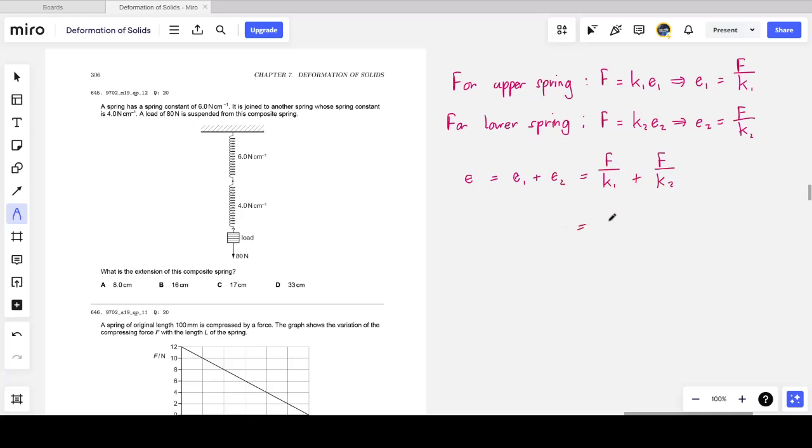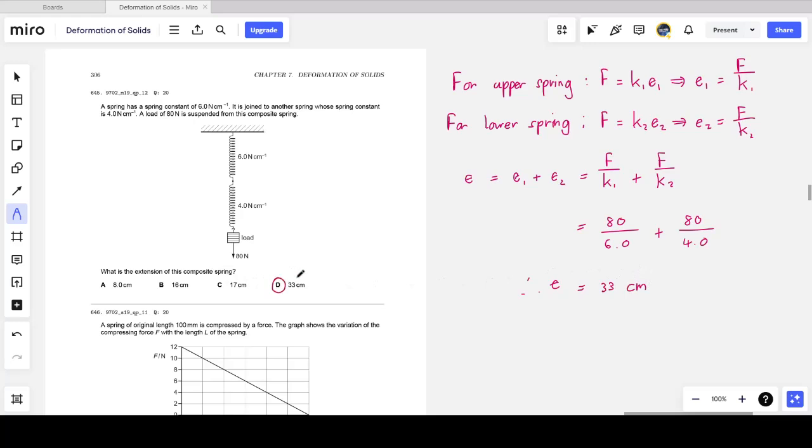And this is 80 N, and I want the extension in centimeters, so I can leave my force constant in newtons per centimeter. That's 80 N over 6 newtons per centimeter plus the same force, 80 N, divided by 4 newtons per centimeter, which gives me a total extension of 33 centimeters. And this corresponds with option D.